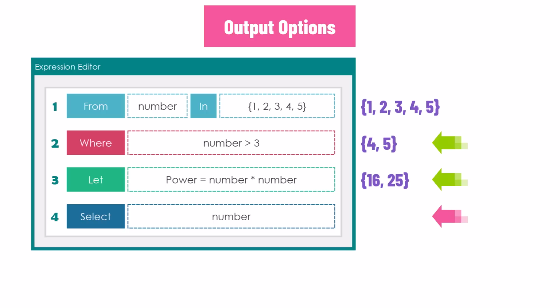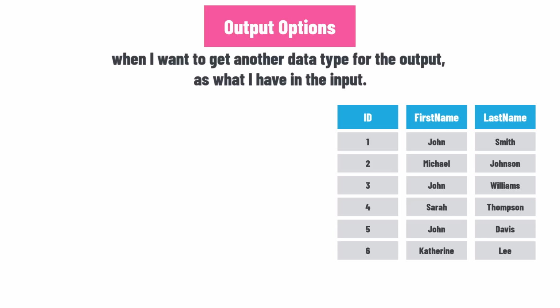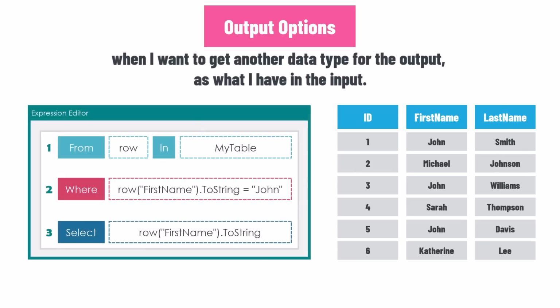This was the second option of getting an output from a LINQ query. Here I also have the same data type for input and output, but inside the query I modified the data, and I had 2 different variables, therefore I have to use the select clause. Let's check the last option. This option is when I want to get another data type for the output than what I have in the input. For example, the following data table, which contains 3 columns. I have the following query, where I am filtering the table to get only the rows where the first name is John.